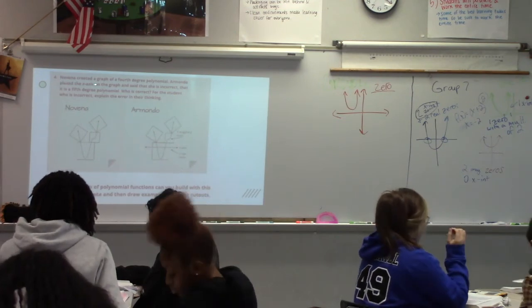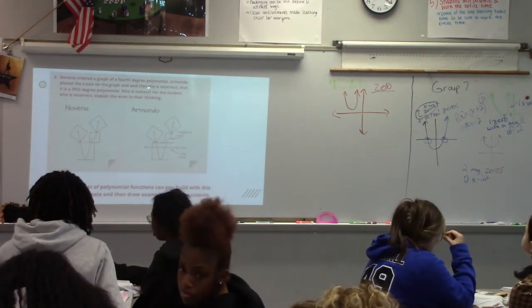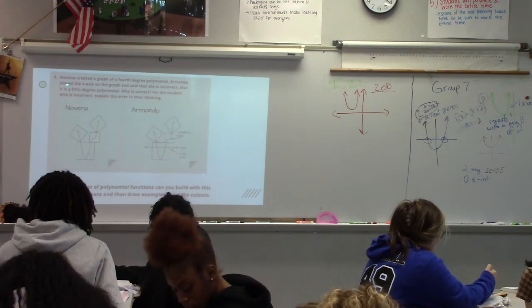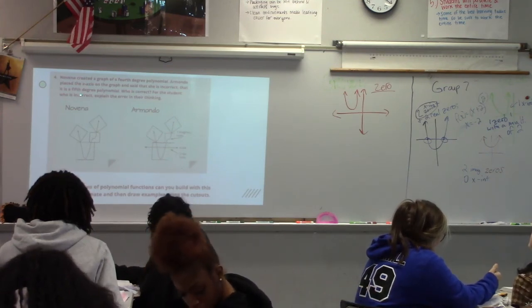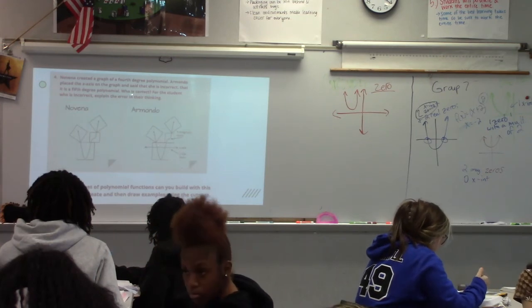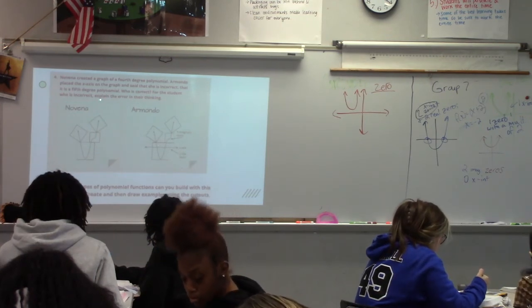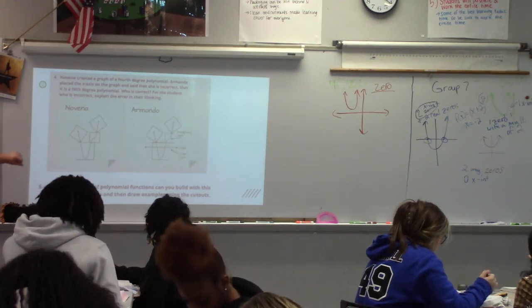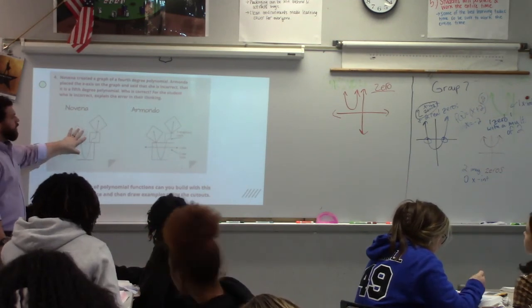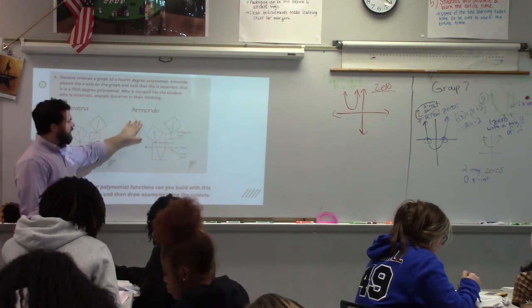Novena created a graph of a 4th degree polynomial. However, Armando placed the x-axis on the graph and said that she is incorrect. That is actually a 5th degree polynomial. Who is correct? For the student who is incorrect, explain the error in their thinking. So, Novena is saying that this is a 4th degree polynomial, but Armando is saying it's a 5th degree.